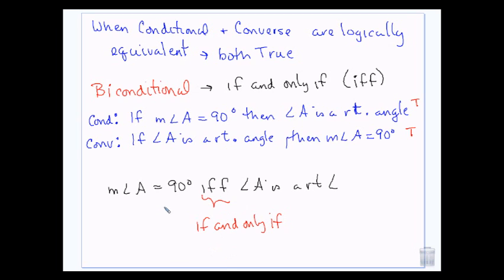So measure of angle A is 90 degrees if and only if angle A is a right angle, which tells me that if angle A is 90, then it's a right angle, or if it's a right angle, then it's 90. That goes both directions. Conditional and converse are both true.